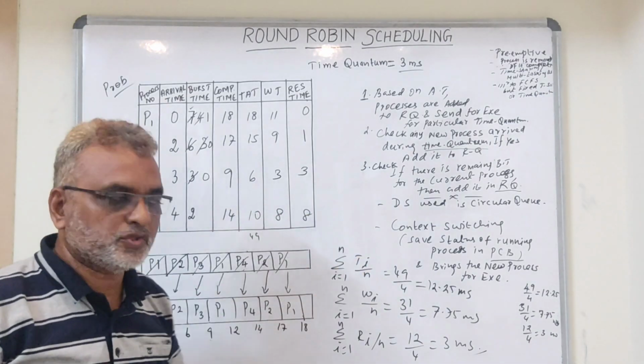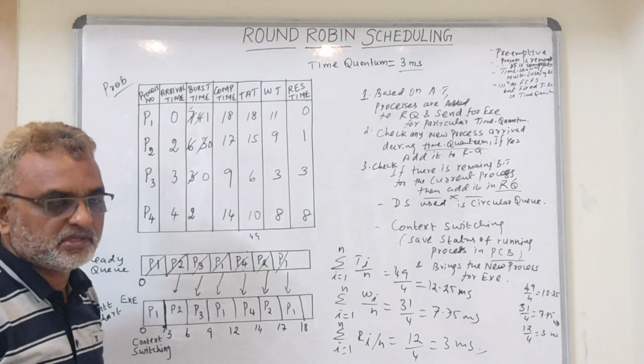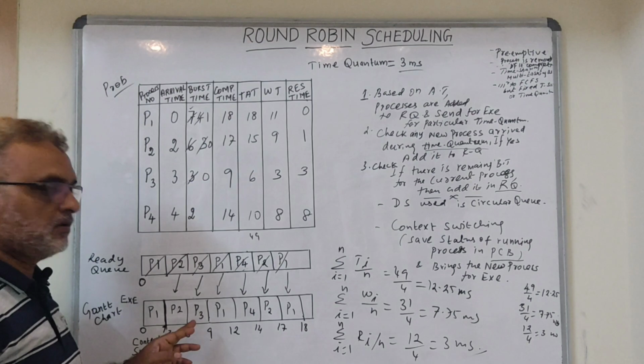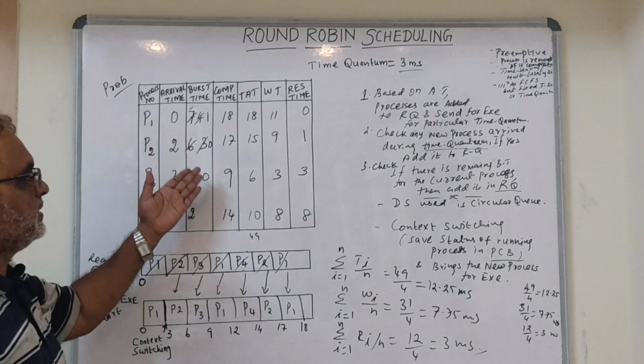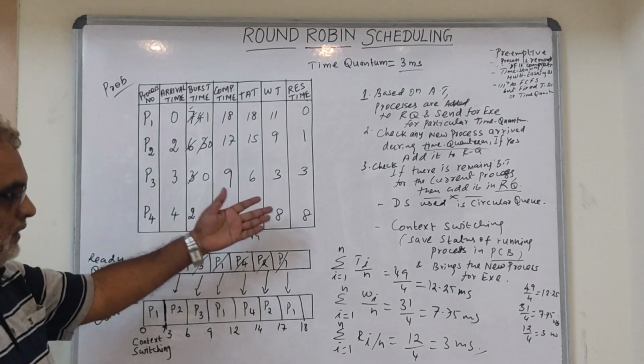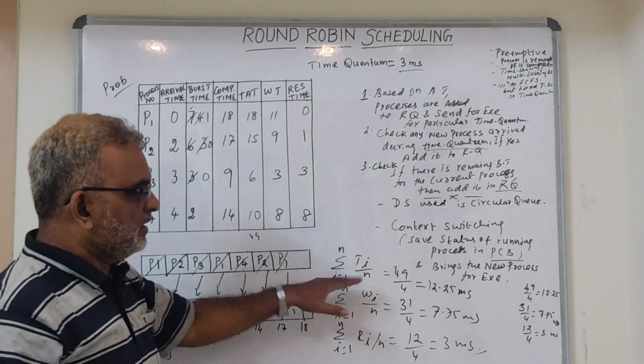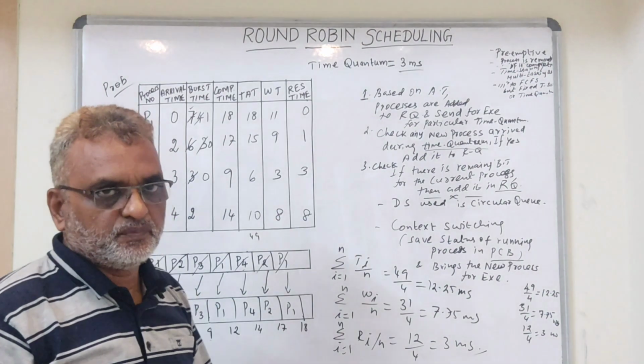The data structure used in this scheduling policy is the circular queue. Also, we saw how to calculate the completion time, turnaround time, waiting time, response time, and their averages.